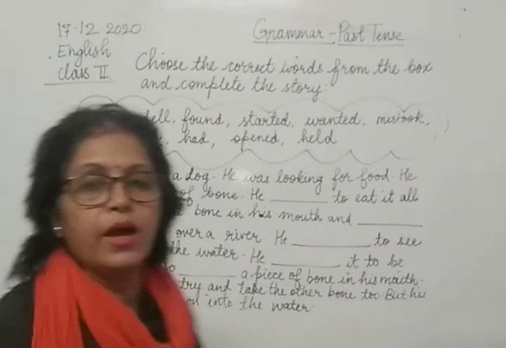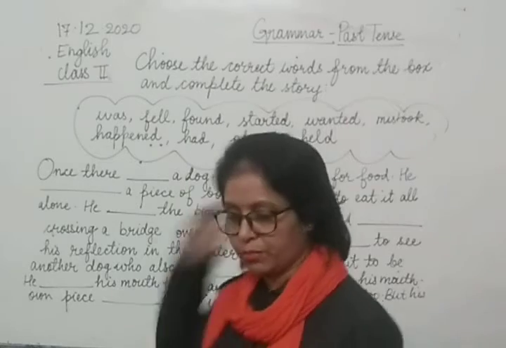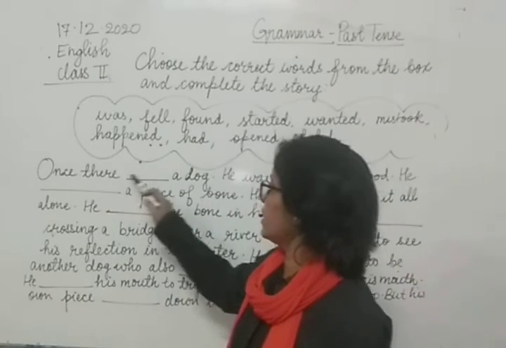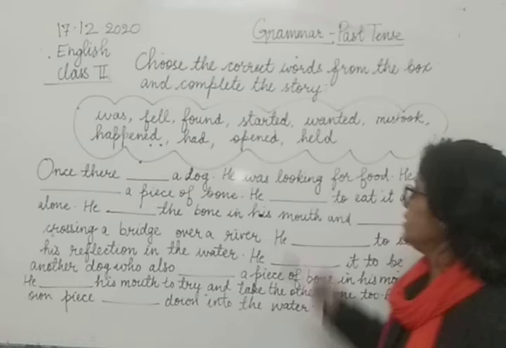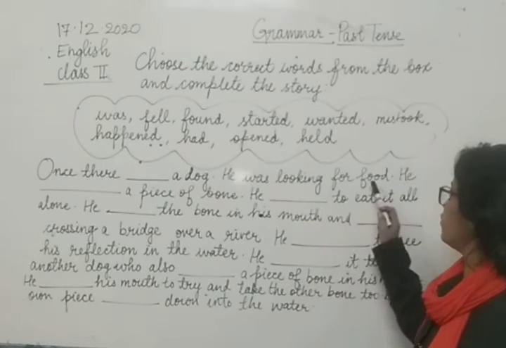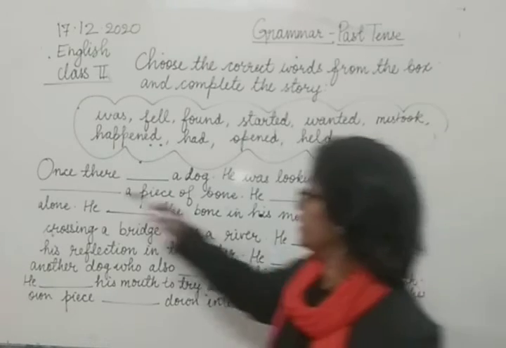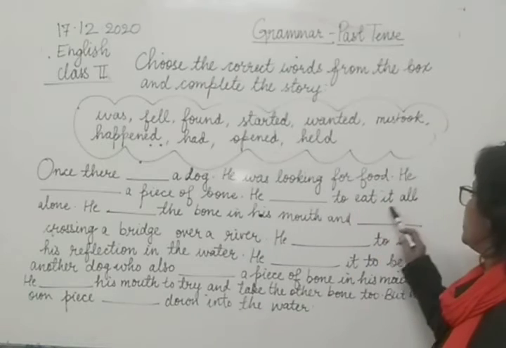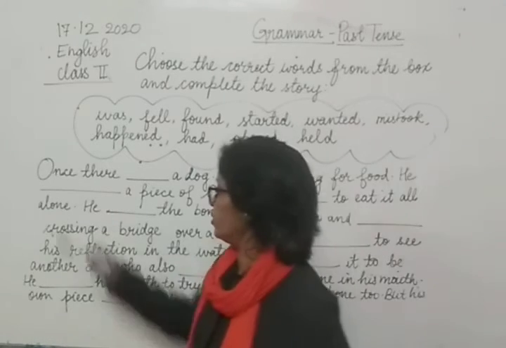This is all, and now we have to complete it. Let me read it for this. Once there blank a dog, he was looking for food. He dashed a piece of bone. He dashed to eat it all alone.